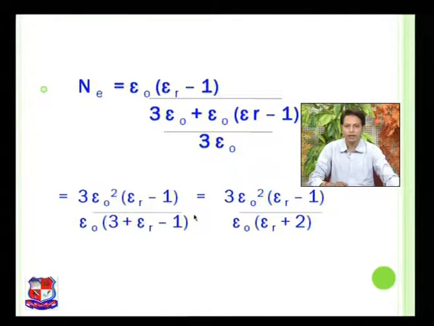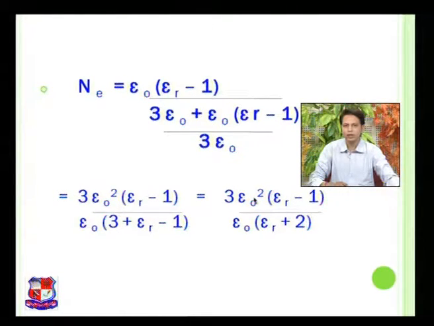Now accordingly we can get an equation: here from this equation 3 minus 1 will be represented as 2. So the equation will become 3 epsilon 0 into epsilon R minus 1 upon epsilon R plus 2, because there will be a plus sign, so it will be epsilon R plus 2. Here in this equation we can cancel out the epsilon 0 from numerator and denominator.